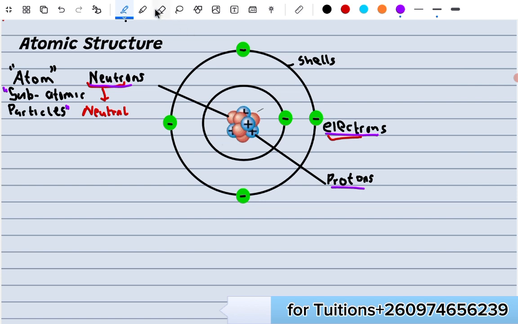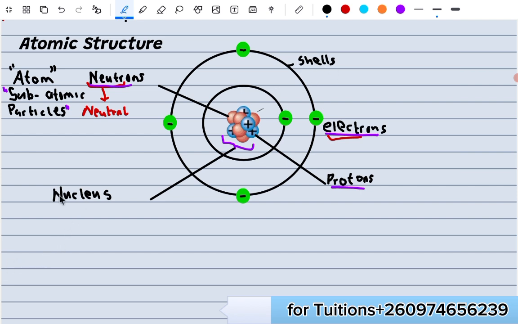When you get the whole thing together, we call it the nucleus. So this is the nucleus. The atom is made up of two important things, the nucleus and the shells.